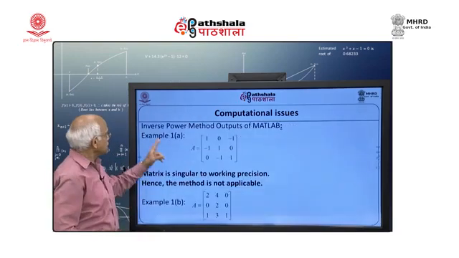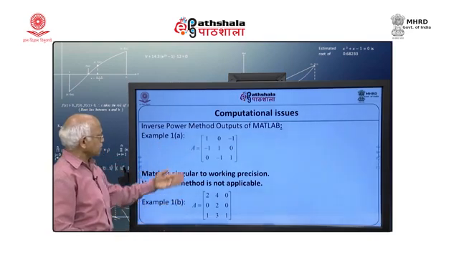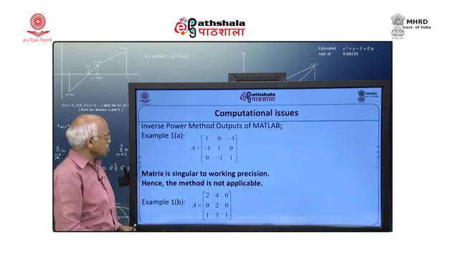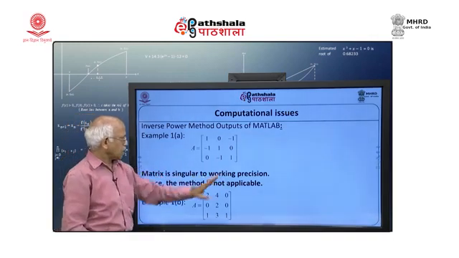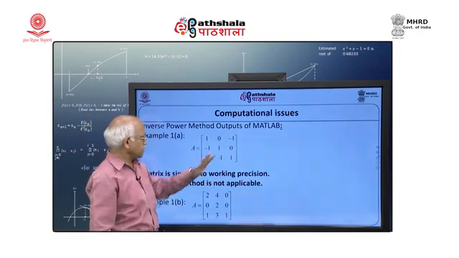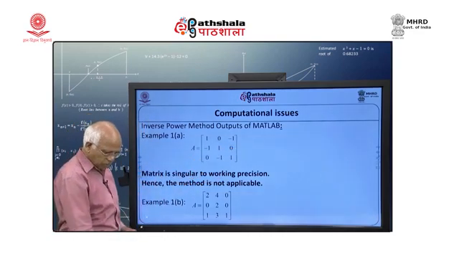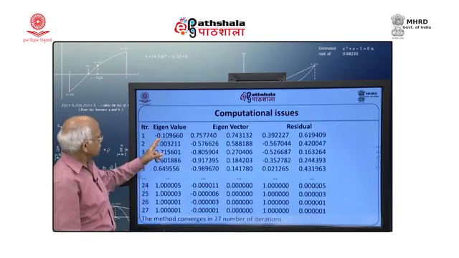Now, if you do the inverse power method and apply it to all these matrices, you can see here that the matrix is singular to working precision, and hence the method will not be applicable here. For example 1b, the inverse power method will work here.